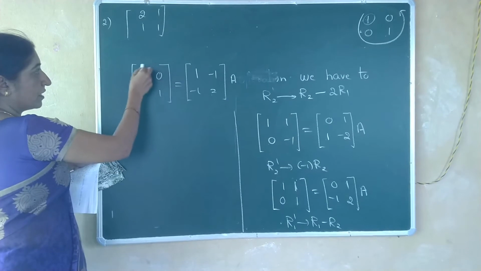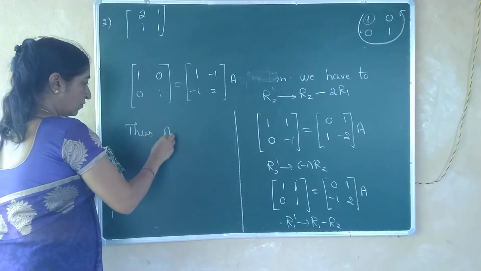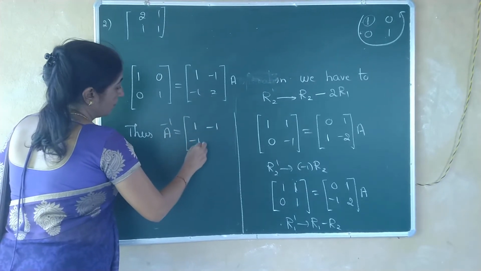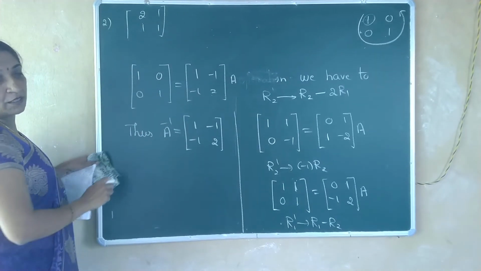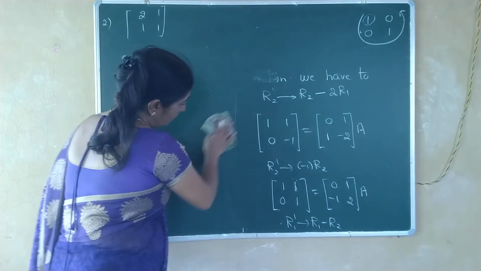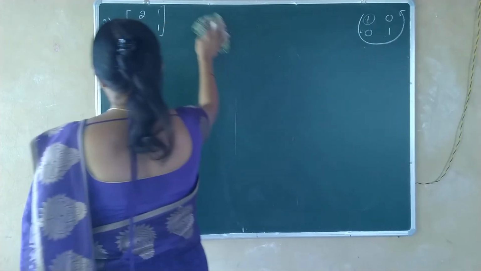See, we converted this into the identity matrix. Thus A inverse is equal to 1 minus 1 minus 1 2. This is the inverse of the given matrix. So don't worry, I am explaining some more examples depending on the same concept, not only the second one.